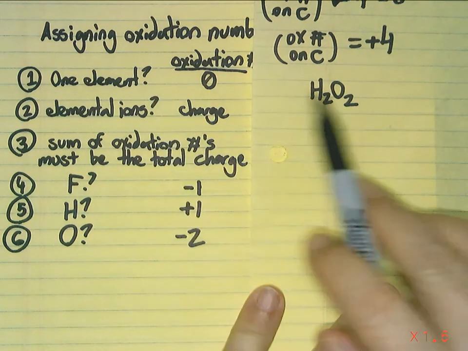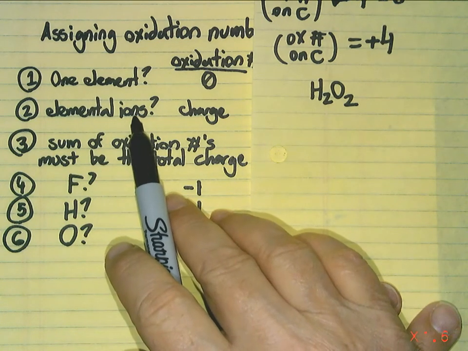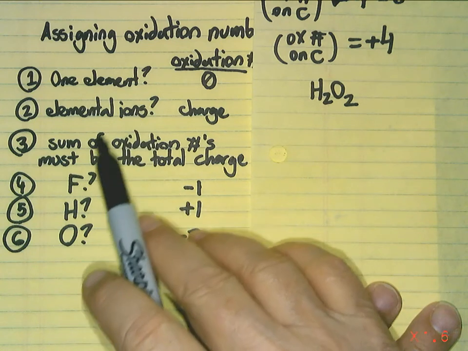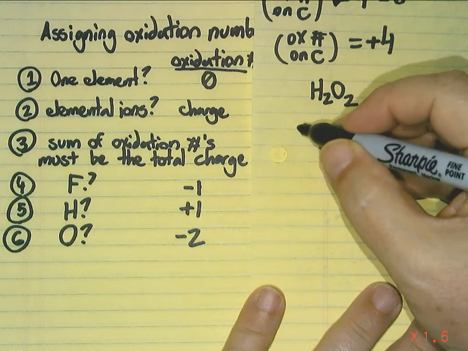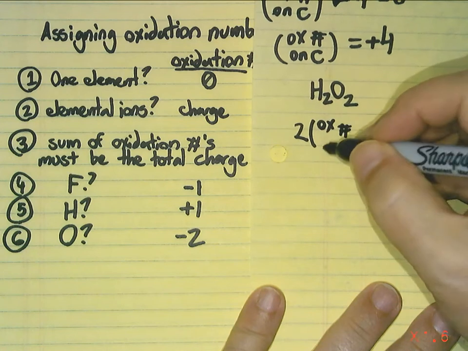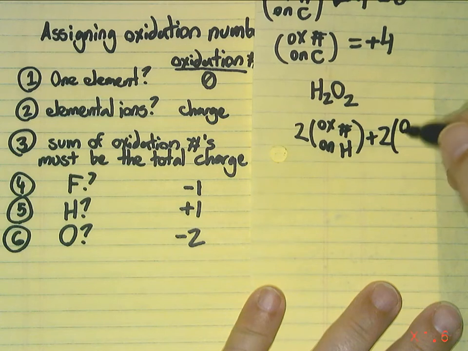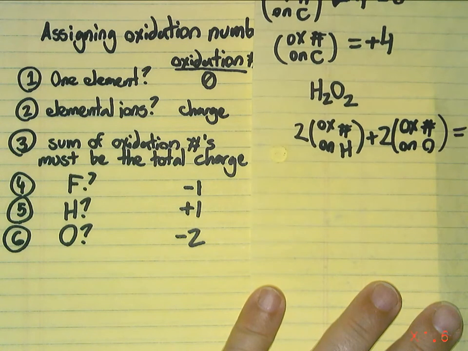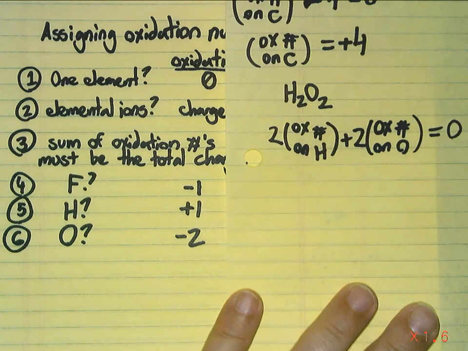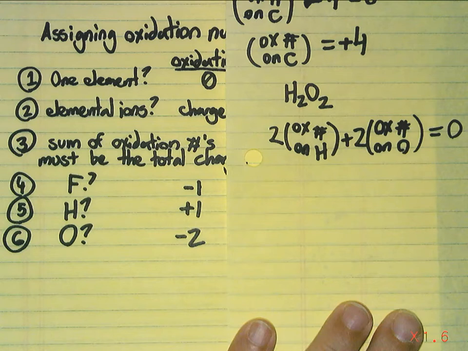Rule 1 does not apply because we have 2 different elements. Rule 2 does not apply because we don't have any ions at all. It's a covalent compound. Rule 3 does apply. It always applies. 2 times the oxidation number on the H plus 2 times the oxidation number on the O has to add up to 0 because 0 is the total charge on the formula that I have right here. All right, I have one equation, 2 unknowns, so I have to keep going.